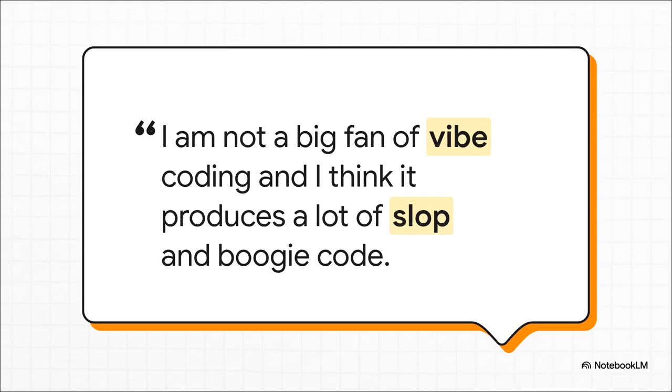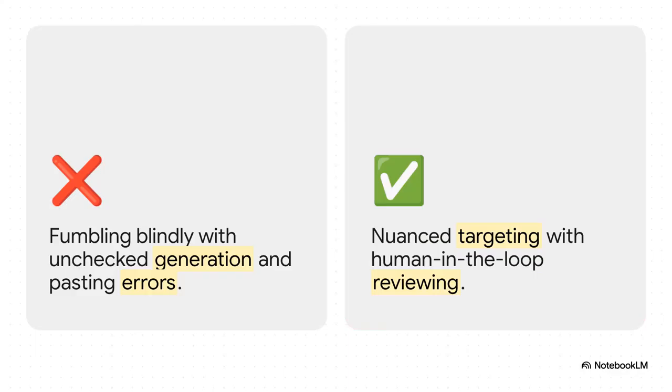Vibe coding is basically when you give the AI a massive, super vague prompt and then just blindly accept whatever it spits out. Relying on the AI to do all the heavy lifting for you almost always leads to messy, completely unmaintainable code. Let's break that down a bit more. Vibe coding is essentially fumbling blindly. It's copying and pasting terminal errors straight back into the AI without even trying to understand them, and allowing totally unchecked generation. Sure, it might feel fast at first, but it falls apart so quickly the second a bug appears.